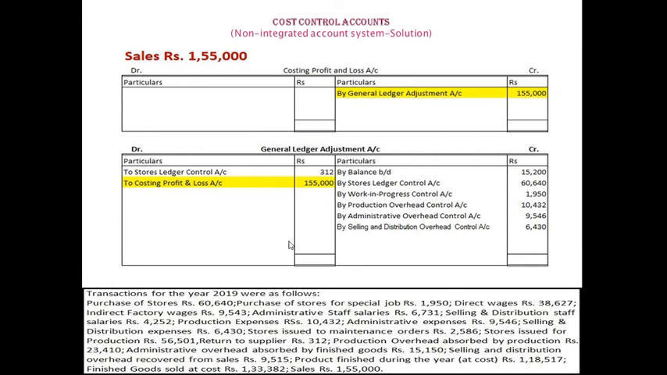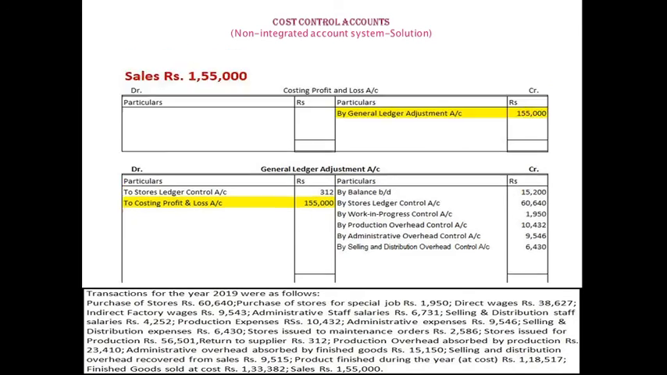Next is sales: 1,55,000 in the costing profit and loss account, by general ledger adjustment account 1,55,000. And in the general ledger adjustment account, to costing profit and loss account 1,55,000.